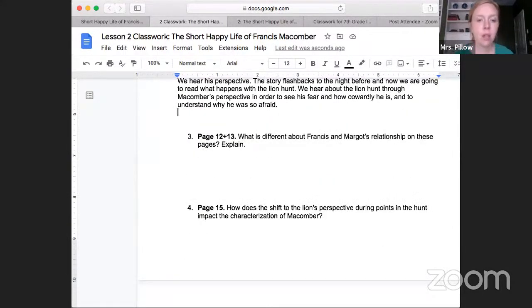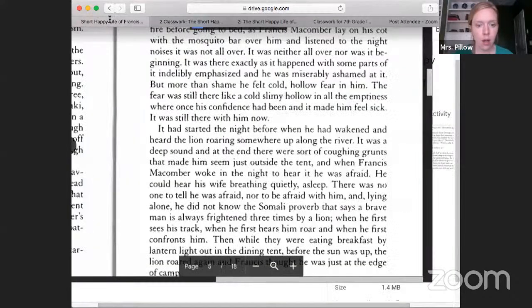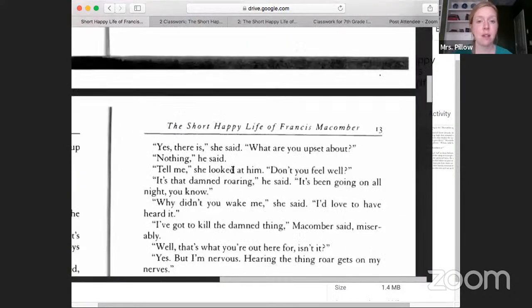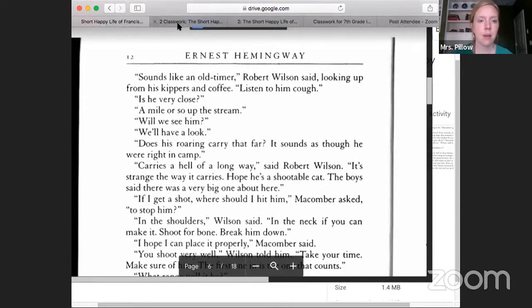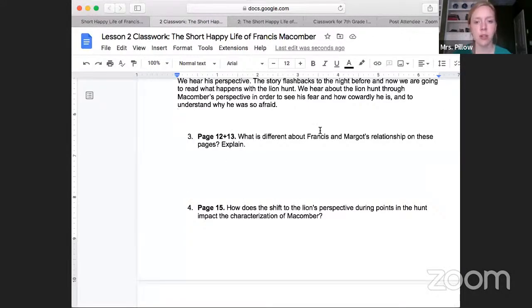All right. Pages 12 and 13. I'm going to have you read that by yourself. And we are now in the flashback, on the day of the lion hunt. I want you to read 12 and 13, and I'm going to give you a few minutes to answer this question: What's different about Francis and Margot's relationship on these pages before the lion hunt? Does that make sense? We'll give you about 5 minutes and then I'll see what you said.